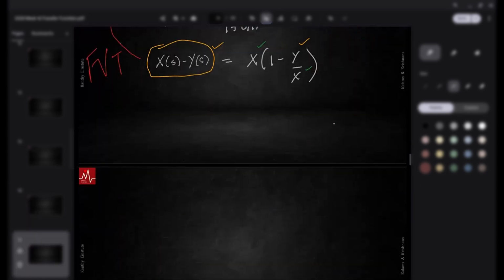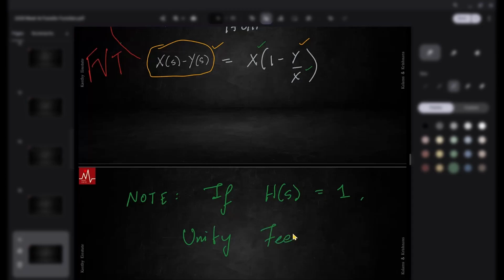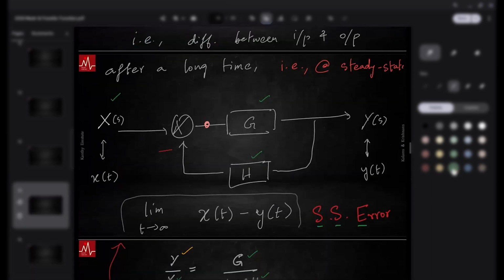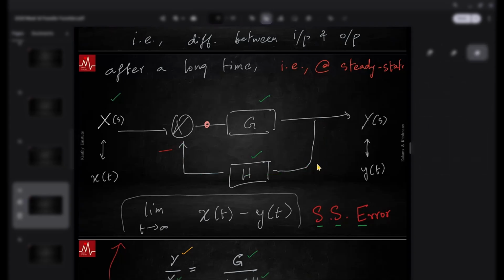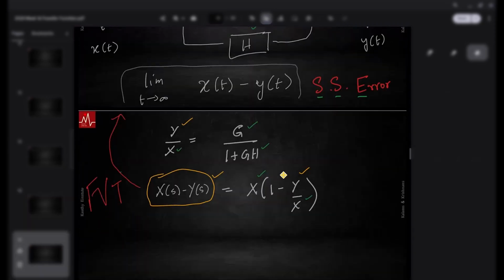One last thing. H of s is 1. This is referred to as unity feedback. You just take the output directly and feed it in. No sugar coating and all that. That is referred to as unity feedback. Okay, H is 1, it becomes unity feedback.